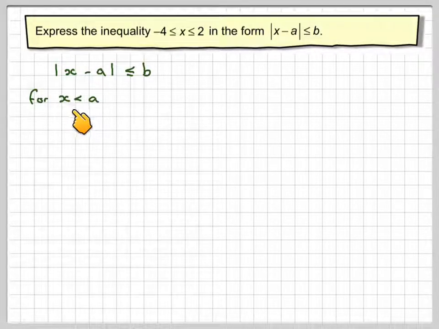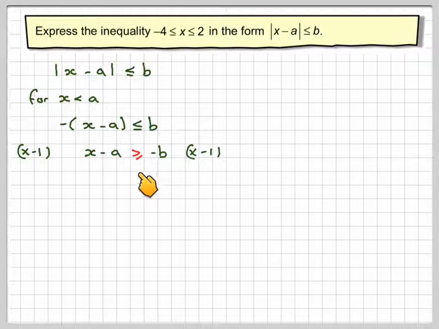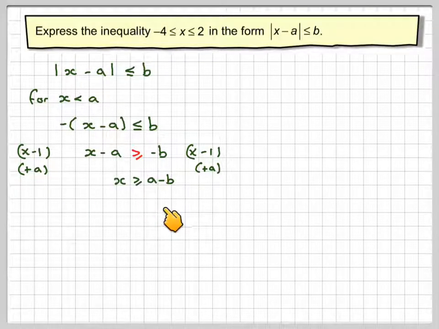So for values of x less than a, we solve −(x − a) ≤ b. If we multiply both sides by minus 1, we're going to get that x − a is greater than or equal to −b. And if we now add a to both sides, we're just going to get x is greater than or equal to a − b.